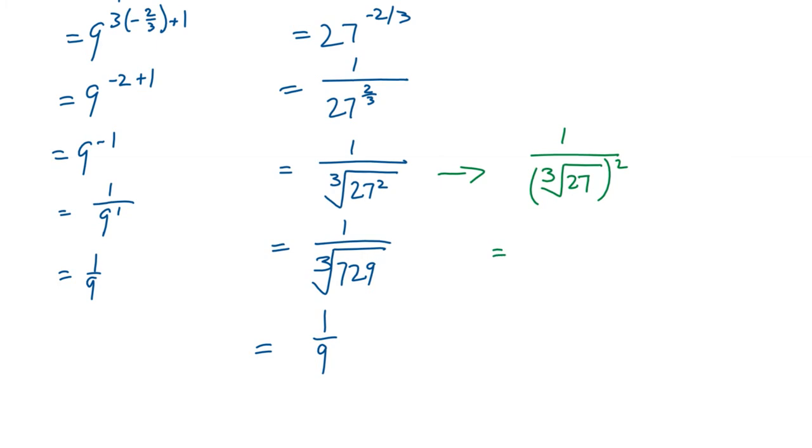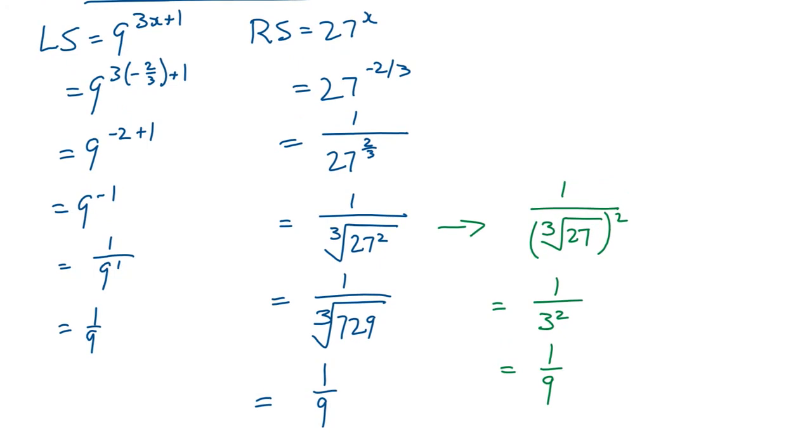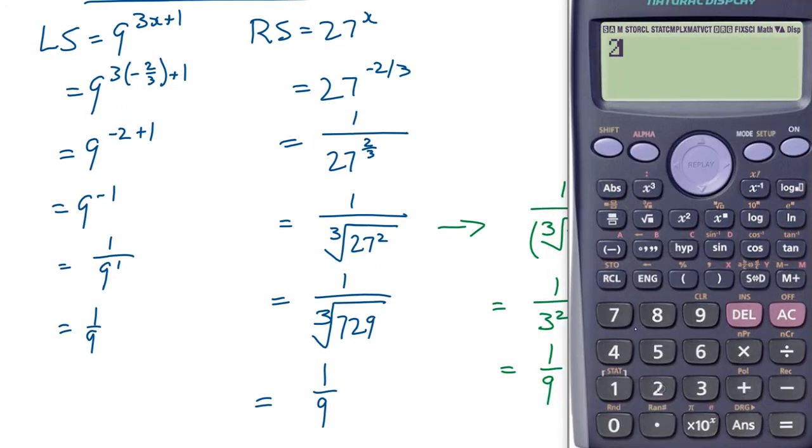Cube root of 27 is 3. 3 squared is 9. So if I had done it in that order, I could do it in my head without my calculator. Either way, you could also punch that straight into your calculator: 27 to the negative 2 divided by 3. And that's going to give me the answer that I need.